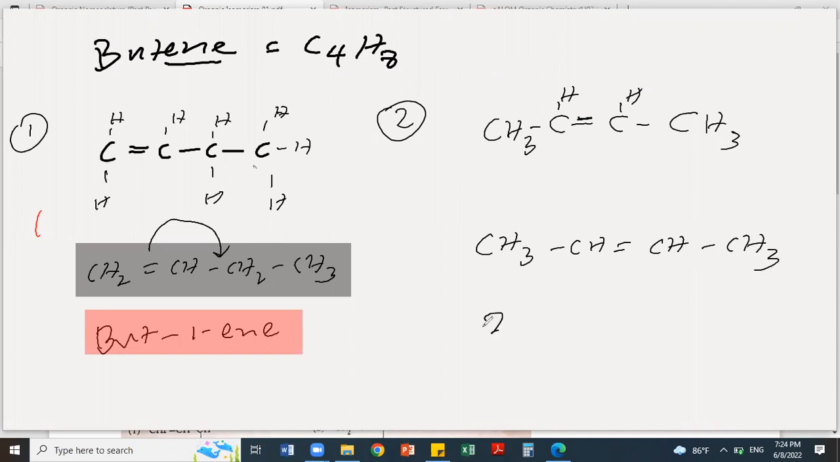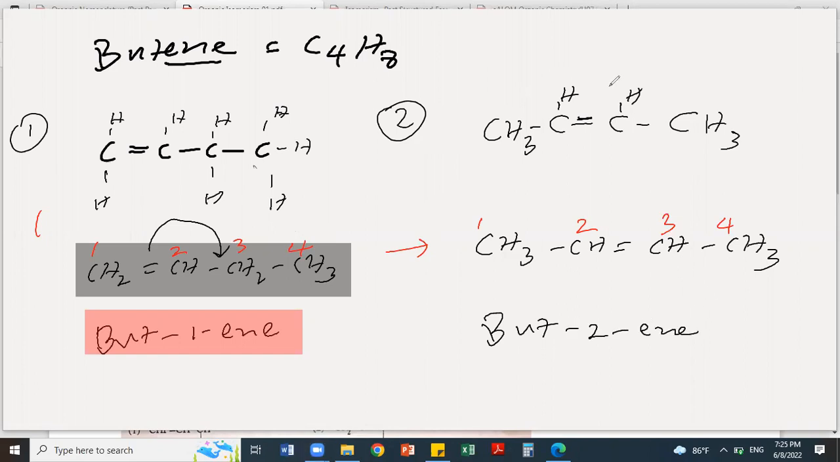What is this? But what ene? Tell me, what is but what? 2 in 1 in 3 in what? 1 2 3 4. Yes. But at the beginning of the second carbon double bond, this becomes but-2-ene.